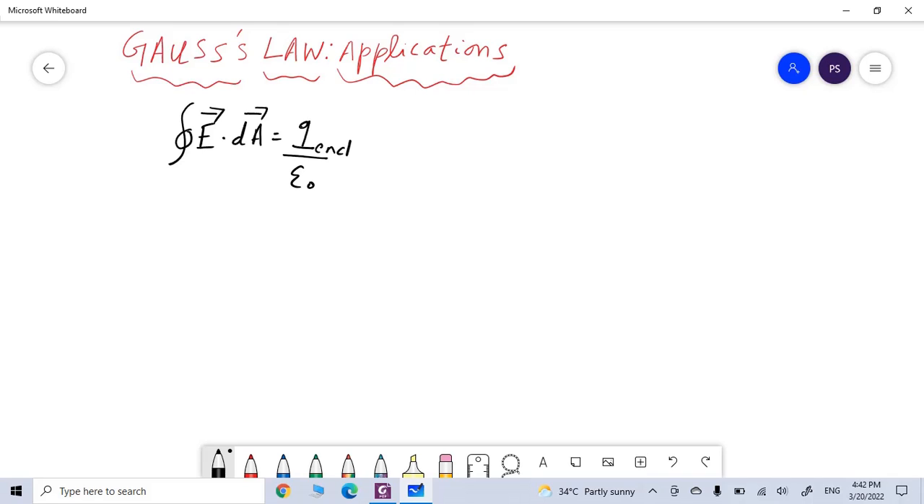This law is very useful in calculating what? Electric field. Using Gauss's law, we can determine the electric field very easily, provided there is a lot of symmetry. The charge is symmetrically distributed and the electric field is uniform. If all these conditions are satisfied, then we can easily construct a Gaussian surface and evaluate the electric field. In this video we are going to look into three specific cases. We are going to evaluate the electric field in the context of a spherical symmetry.